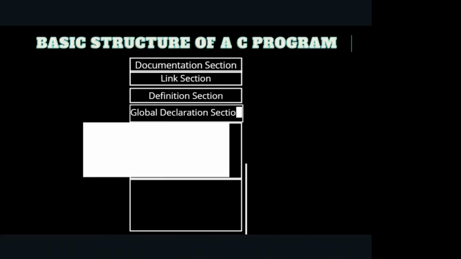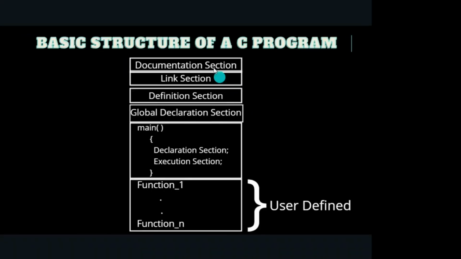The basic structure of a C program contains the following sections. The first one is the documentation section. Second is the link section, then the definition section, global declaration, main, and the user-defined functions. So let's look into the first section.